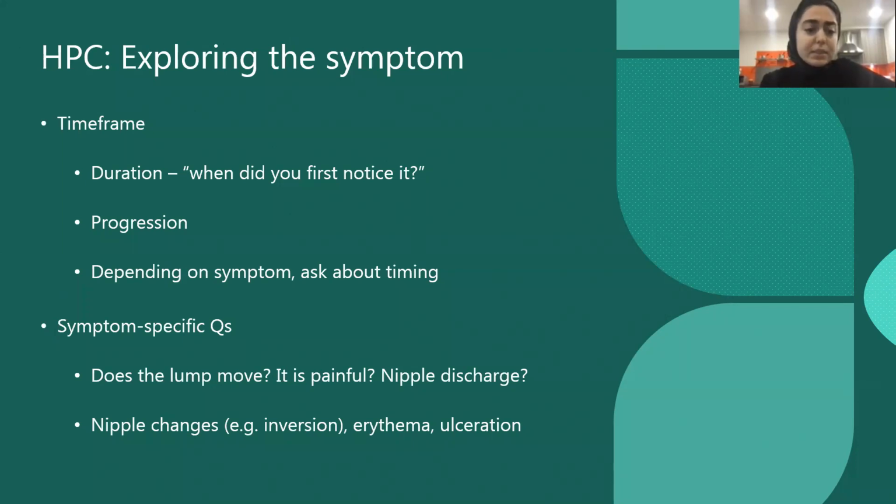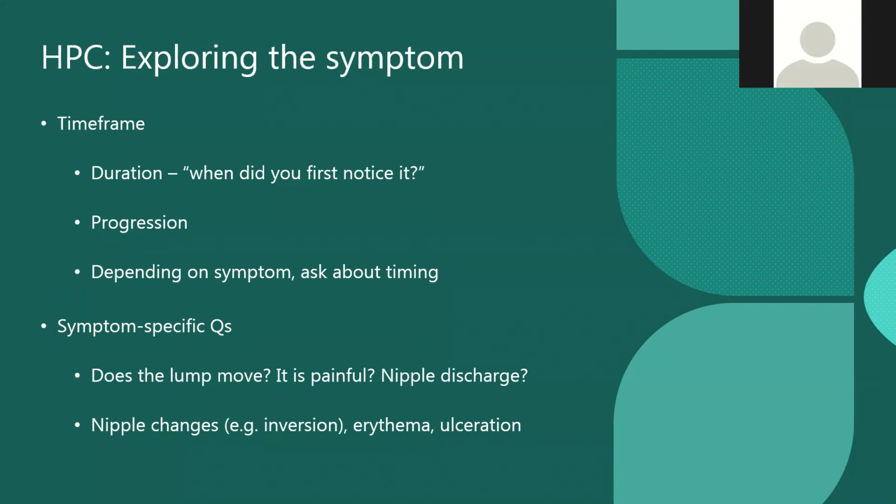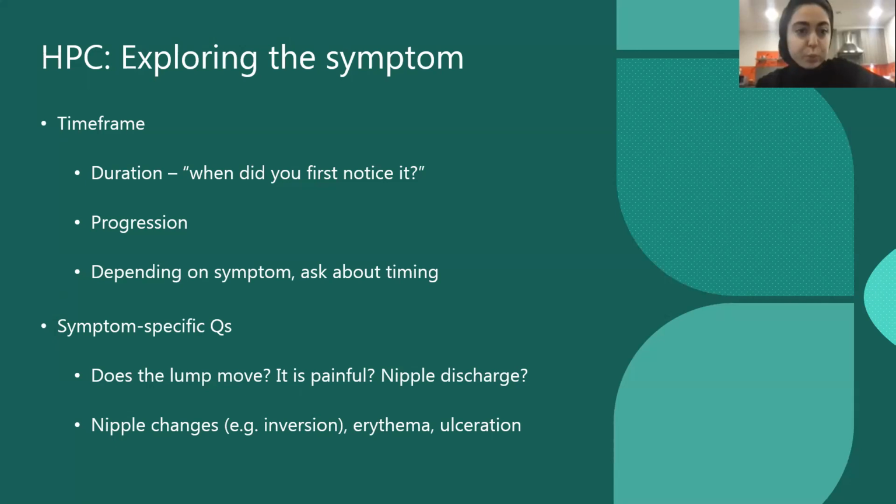Then with symptom-specific questions, you can ask if the lump moves or if it doesn't move. A lump that moves will point you more towards a benign cause rather than a malignant cause, while a lump that is fixated will point you more towards a malignant cause. Is it painful? Is there any nipple discharge? If there was any nipple discharge, ask about the characteristics of that discharge. Is there any blood in the discharge? Is it green in color? Is it white in color, etc.?